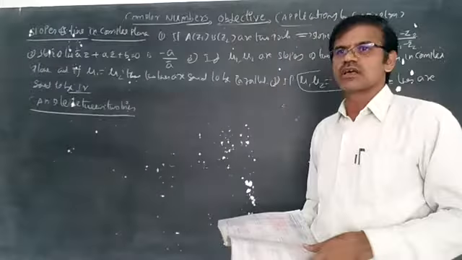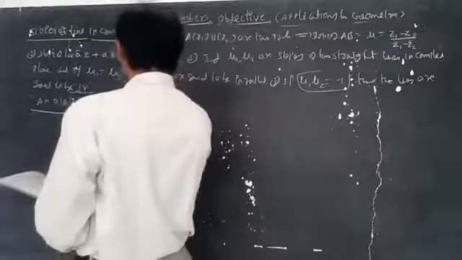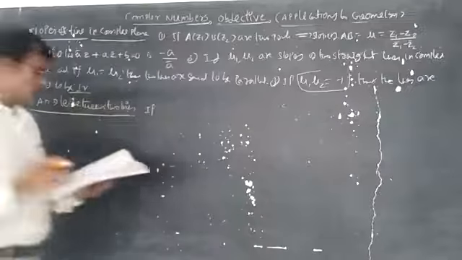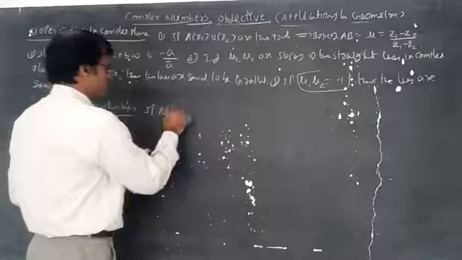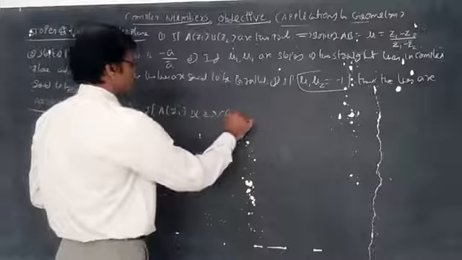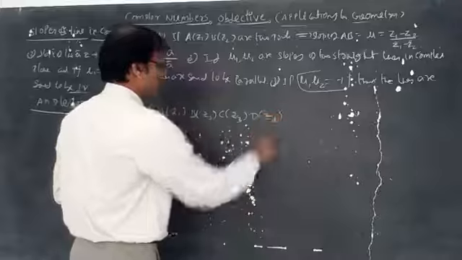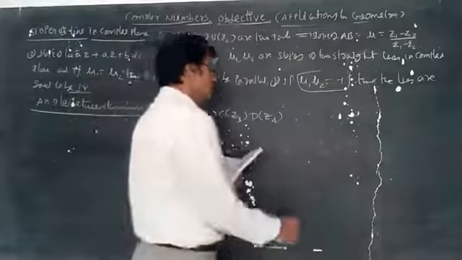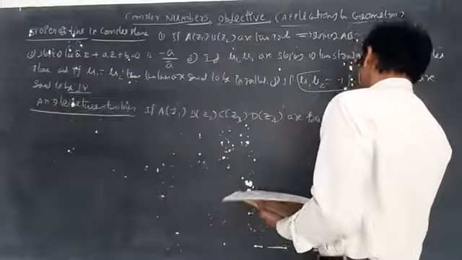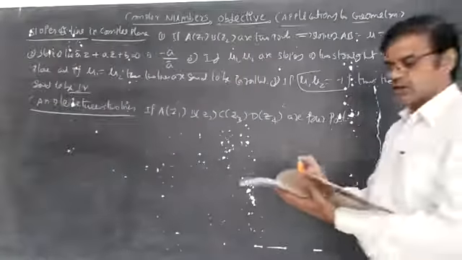So here two lines are there, general lines, complex lines. We can calculate using the lines as follows. If A(Z1), B(Z2), C(Z3), D(Z4) are four points in the Argand plane.